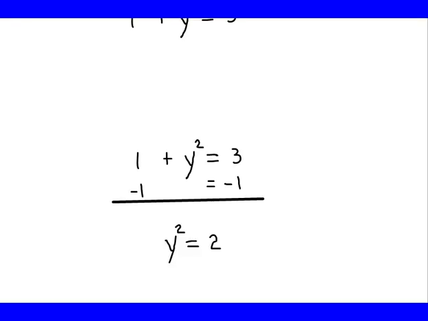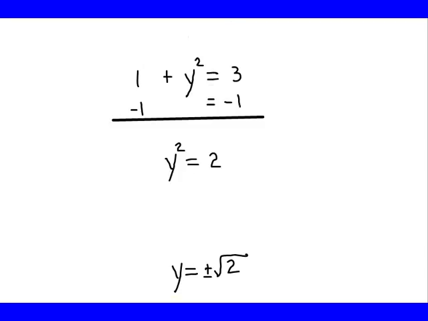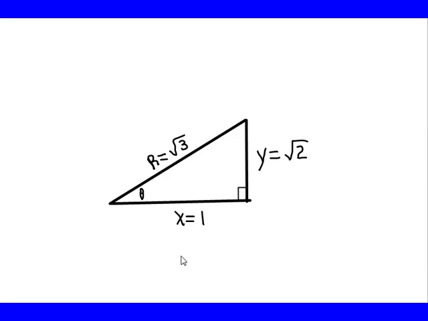What's the opposite of squaring a number? What did you say? Yes, taking the square root. So here, y is equal to plus or minus the square root of 2. All right, so this is going to come in handy in a little moment. So right now, using our representative right triangle, we'll let y equal positive the square root of 2. So we have all the measurements of that representative right triangle.